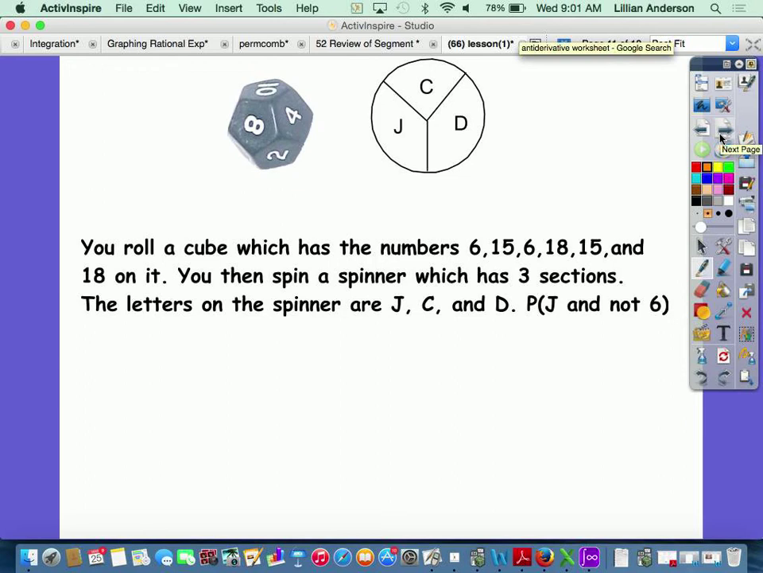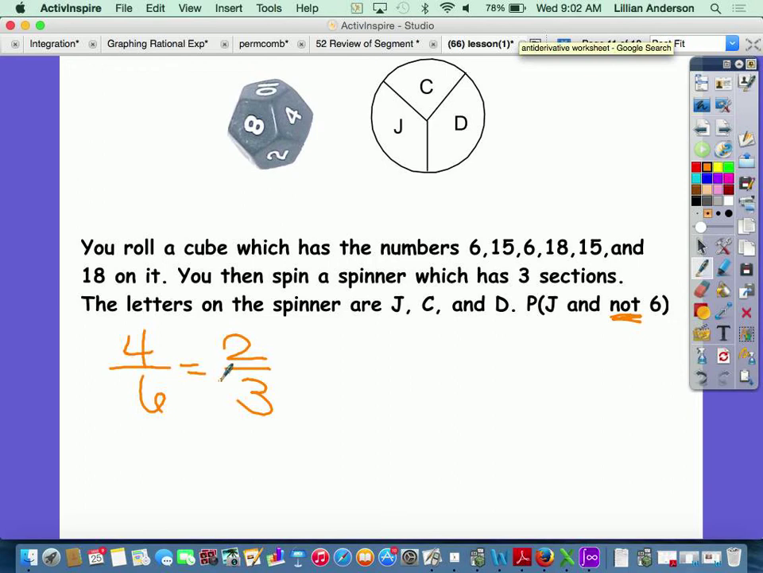Over here, you roll a cube that has numbers 6, 15, 6, 18, 15, and 18 on it. Then you spin a spinner that has 3 sections. The letters in the spinner are J, C, and D. What is the probability that you have a J and not a 6? Okay? Very similar. This cube die thing has these numbers on it: 6, 15, 6, 18, 15, and 18. What's the probability that I don't get a 6? 4 out of 6. Because I have 2 6s. Not a 6. Okay?